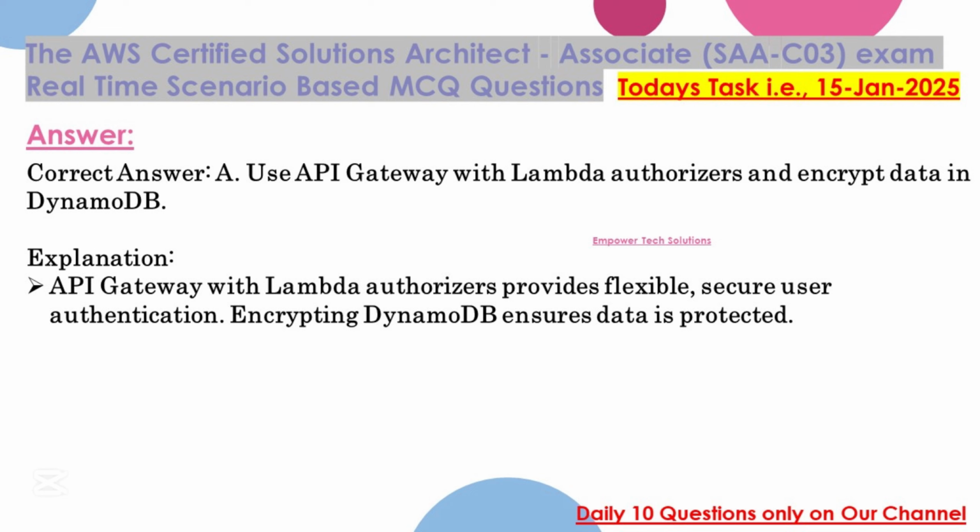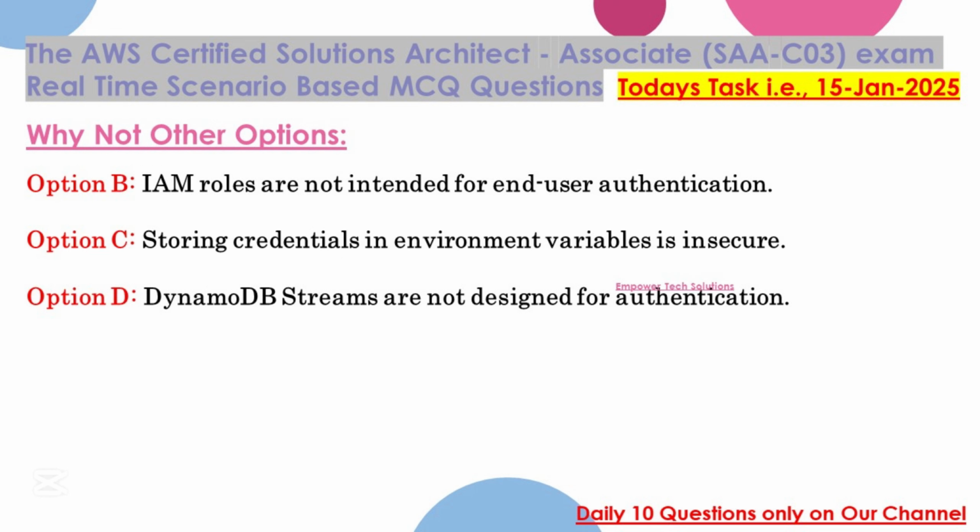Correct answer: A. Use API Gateway with Lambda authorizers and encrypt data in DynamoDB. Explanation: API Gateway with Lambda authorizers provides flexible, secure user authentication. Encrypting DynamoDB ensures data is protected. Why not other options? Option B. IAM roles are not intended for end-user authentication. Option C. Storing credentials in environment variables is insecure. Option D. DynamoDB Streams are not designed for authentication.